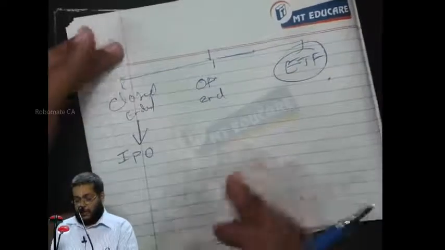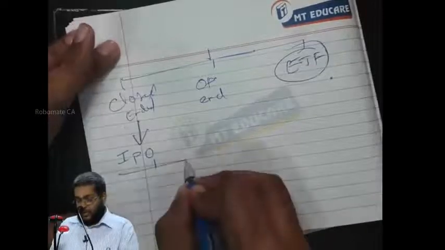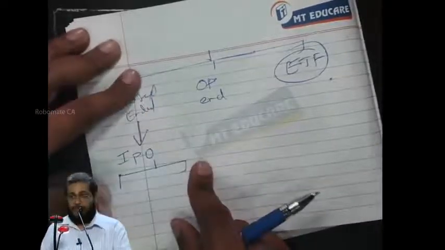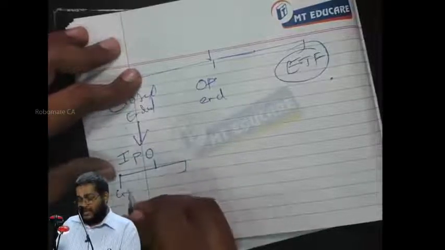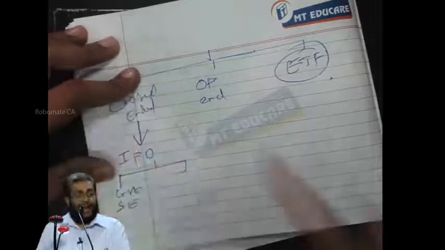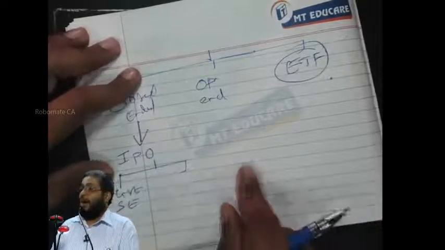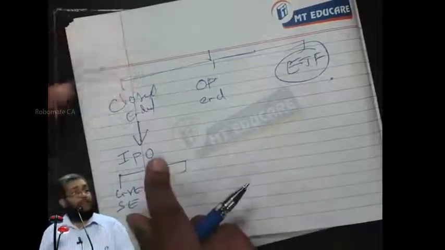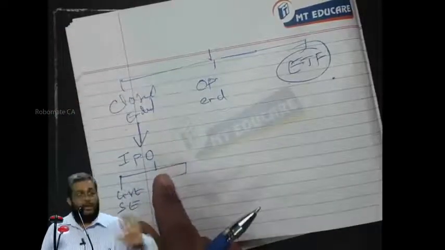So closed-ended funds should do one of two things compulsorily, not both, one of the two. One is to list their units on a stock exchange. Go to NSE and list your mutual fund units, or go to BSE and list your mutual fund units.